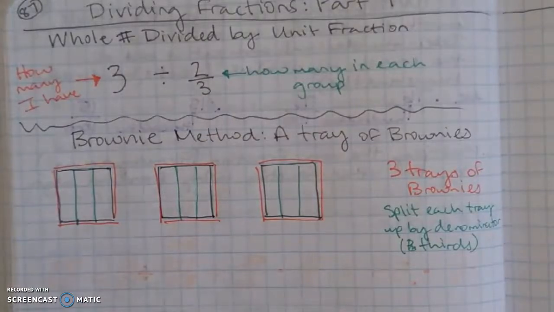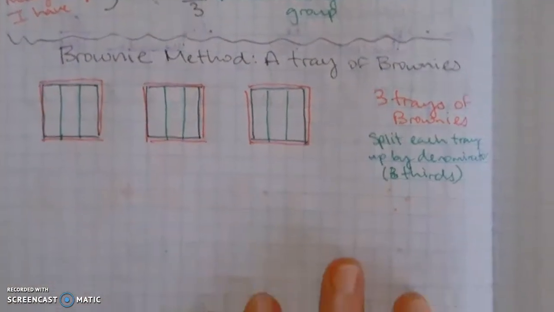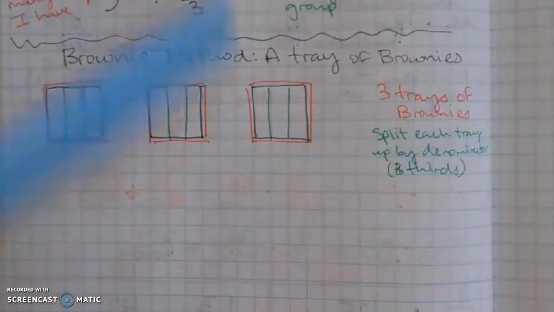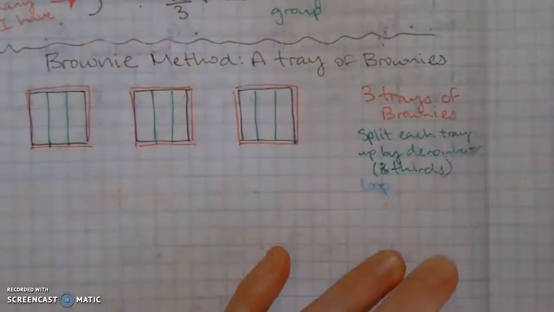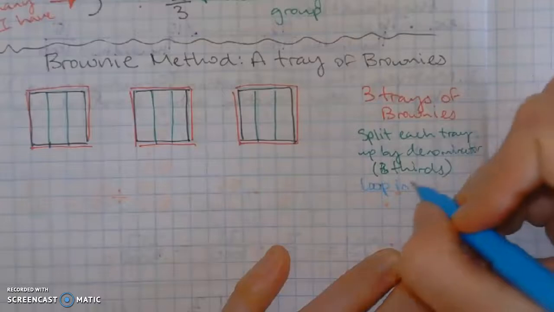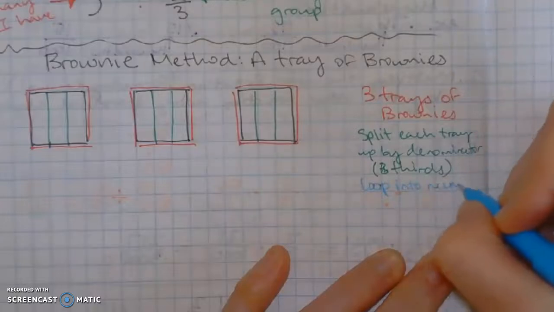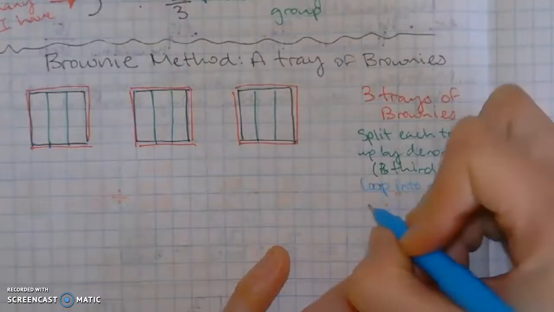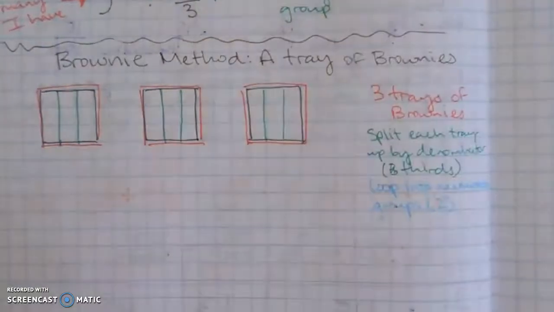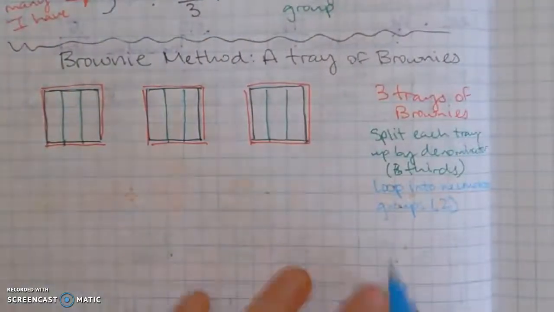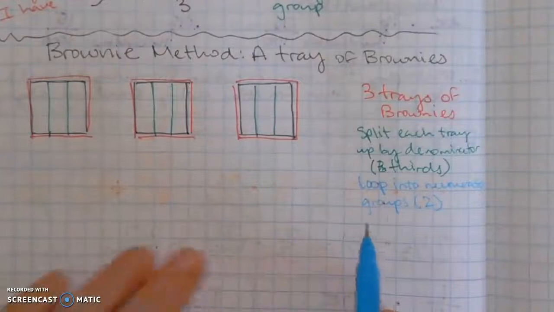Okay, and now I'm going to loop into numerator groups. Okay, so in this case, that's 2. Sorry, that's really hard to read. So you're going to loop into numerator groups.